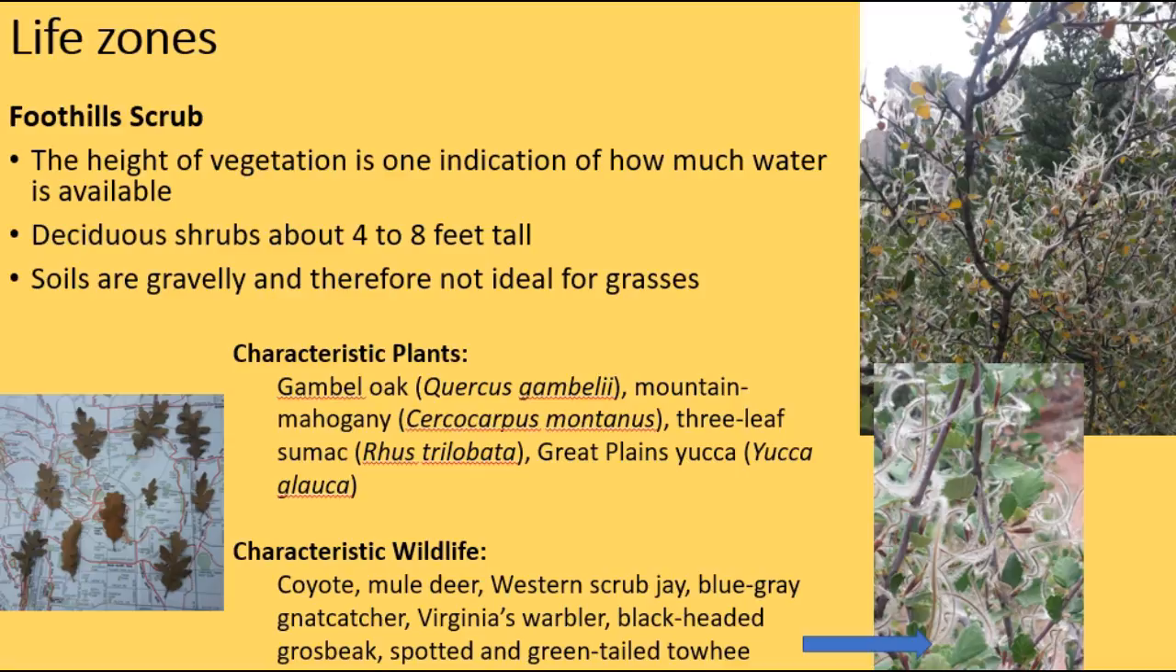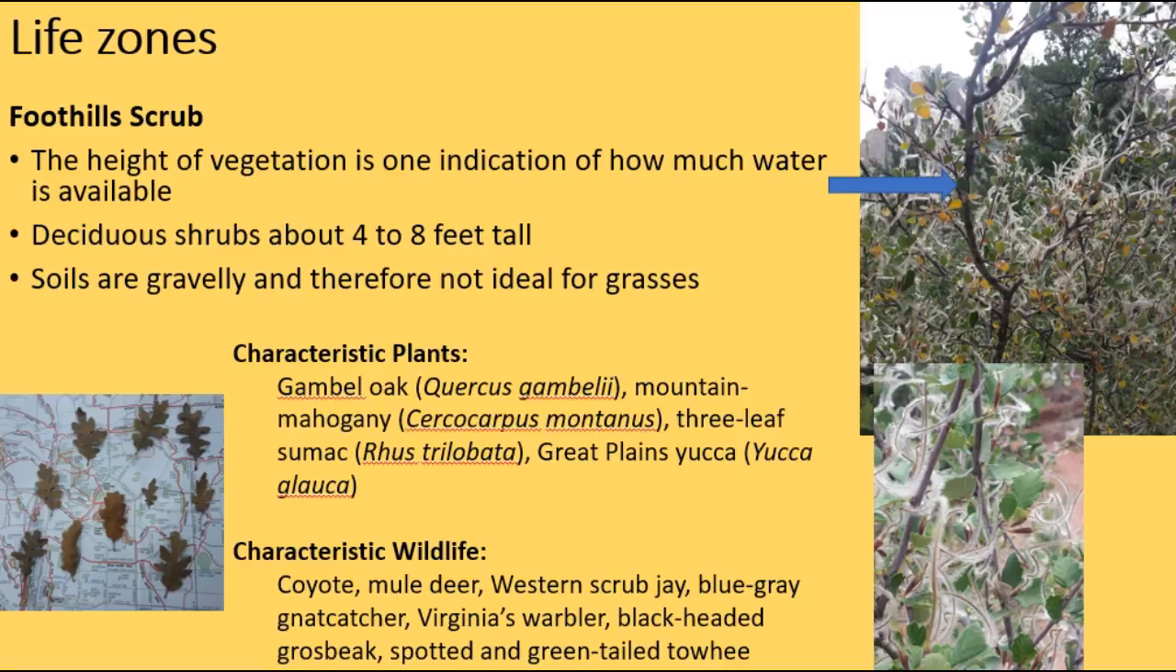Another life zone that's present in the garden is the foothill scrub. So here the slopes are a little steeper. We have a bit more moisture supporting these woody species. These deciduous shrubs are about 4 to 8 feet tall. The soils are gravelly, and it's much better for grasses to live in a smaller particle-sized soil. Two of the main woody species we see here are the mountain mahogany and the Gambel's oak.